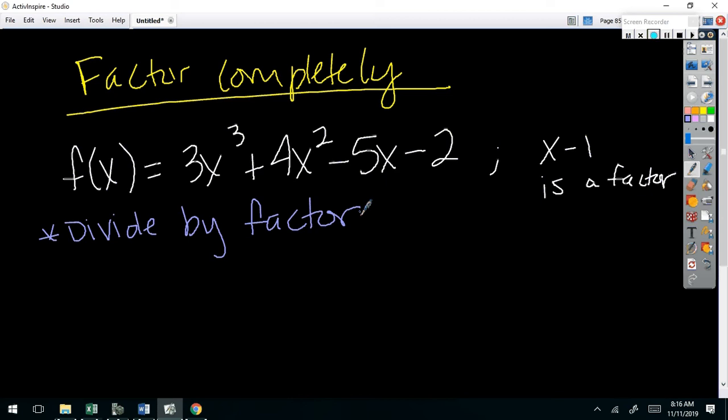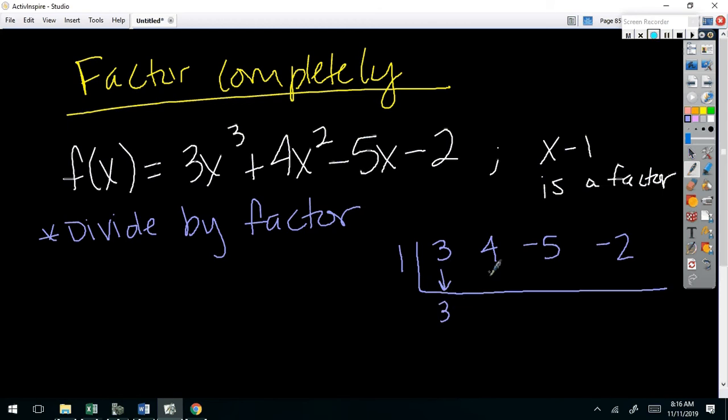Can I use synthetic here? Why? It's not x squared. There's not a coefficient on x. It's just x minus a number. So I'm going to set it up for synthetic with a 1. So I get 3. And I feel like we talked about this a little bit on Friday, but just to refresh. So we drop, multiply, add, multiply. What should I get at the end if it's a factor? 0. Because factor means it has a remainder of 0.